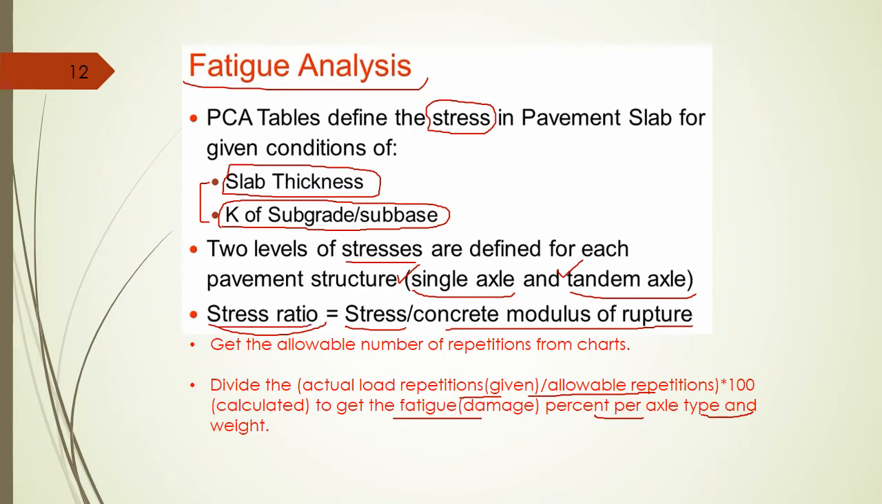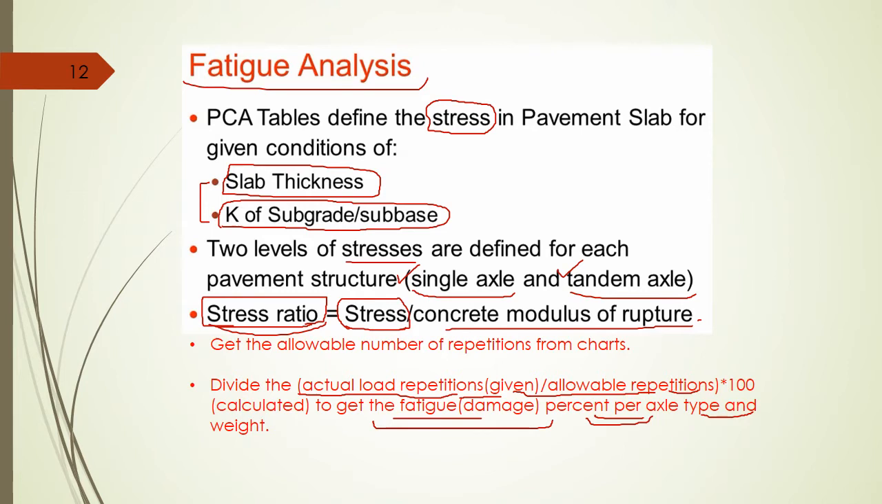هحسب بعد كده حاجة اسمها ستريس ريشيو، هقسم الاسترس اللي أنا جبته من التيبل على الكونكريت مودولس أوف رابتشر اللي هيكون given. بعد كده هحسب ال allowable number of repetitions اللي تسبب لي الفاتيج فيلير. هقسم بعد كده ال actual load repetitions، دي اللي هتكون given أو انت هتحسبها، على ال allowable repetitions اللي انت جبتها من الشارت multiplies 100 عشان أحسب الفاتيج percent لكل اكسل تايب.